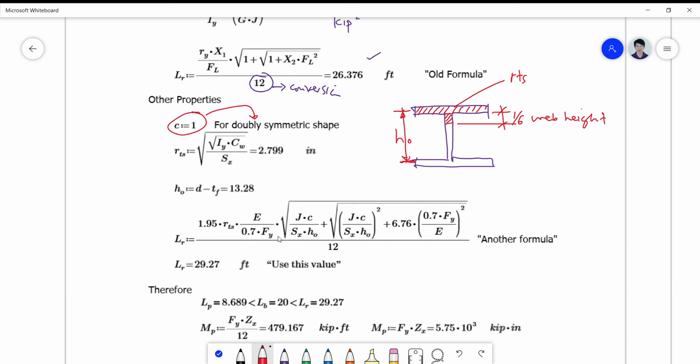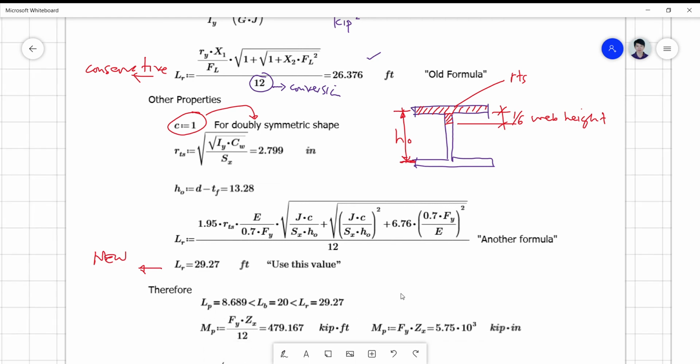So using this formula, we simply plug in, although the equation is long, the computation is very easy. So direct input of the values here will yield now a value equivalent to 29.27 feet, and you can use either value, and this value here is rather more conservative than this one. Okay, so conservative, and we are going to use this new formula, which is less conservative.